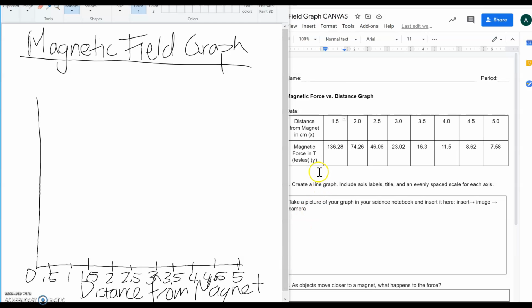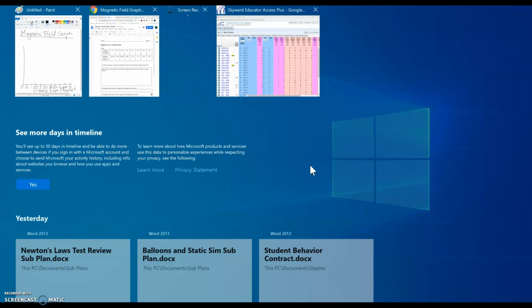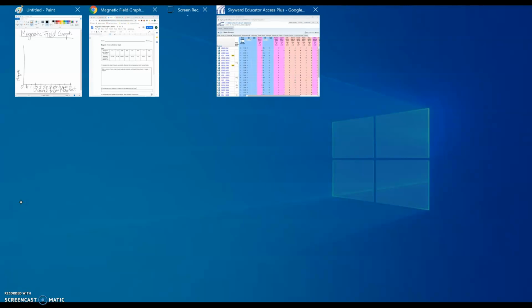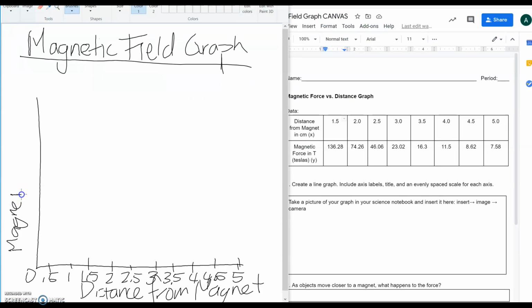Anyways, the thing that we measure goes on the y-axis. In this case, we're measuring the magnetic force in Teslas. So I'm going to put magnetic force over here on this side. Magnetic force. I'm having technology issues. Okay, so magnetic force goes on the y-axis.